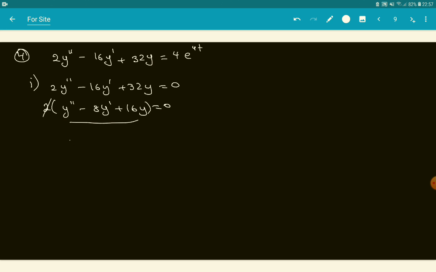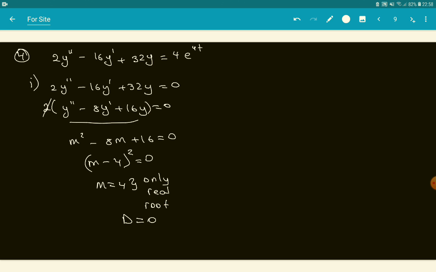For this one, I'll write the auxiliary equation, which is m squared negative 8m plus 16 is equal to 0. This is m negative 4 squared is equal to 0, and m is 4 from here, and this is the only real root, which means our discriminant is equal to 0, and this is case 2. So what was the answer for case 2? y is equal to c1 e to the 4x plus c2 x e to the 4x. That's it for yc. Easy, right?